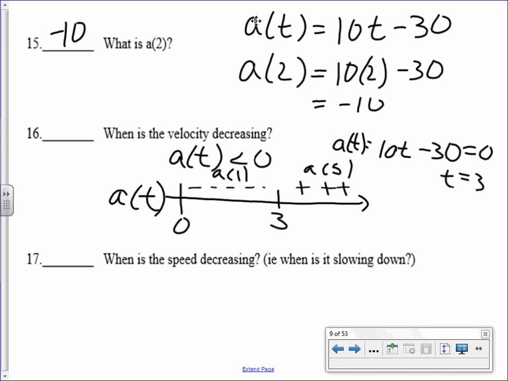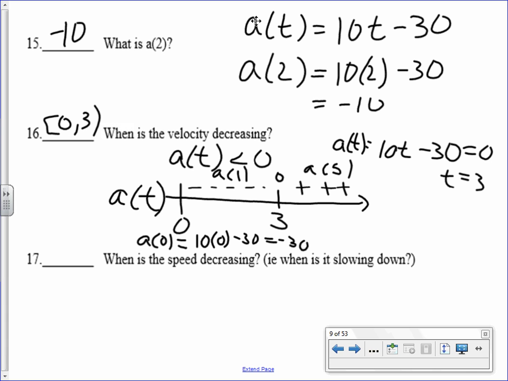We said velocity is decreasing when acceleration is negative. So from 0 to 3. Now, I know it's 0 at 3. I don't have to worry about that one. At 0, the acceleration would be 10 times 0 minus 30. So it is negative, so I guess I'll include that. So from 0 to 3. And we're just finding out where acceleration is negative.